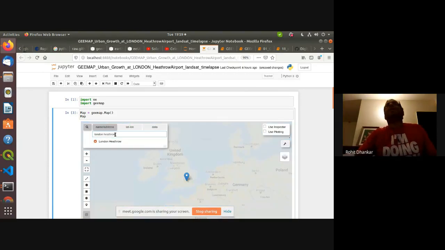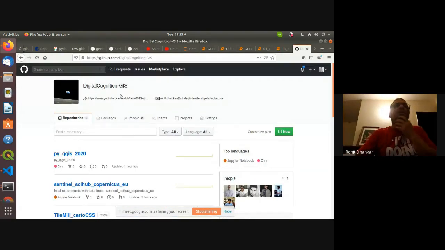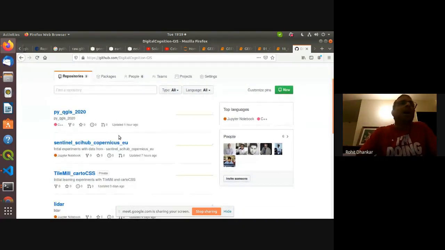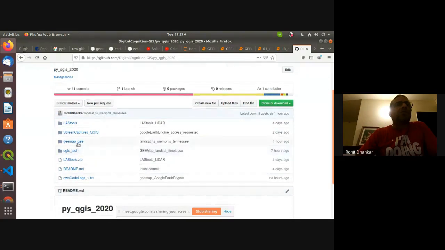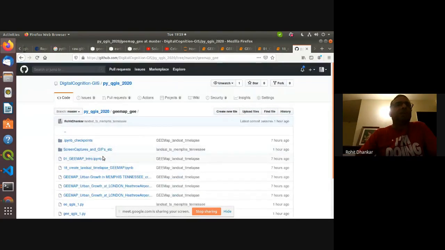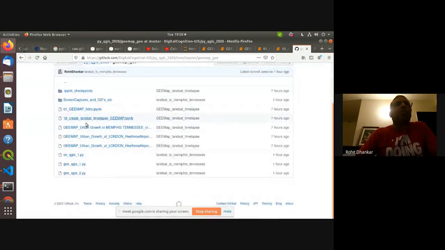And in case anybody is interested, what I've done is that for GIS, this organization that we had created, I've already put all of this code there. So if you look at this guy's geemap code, I've already put it there, and I've also put the screenshots and everything there.